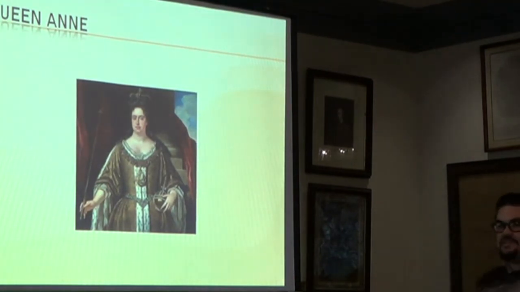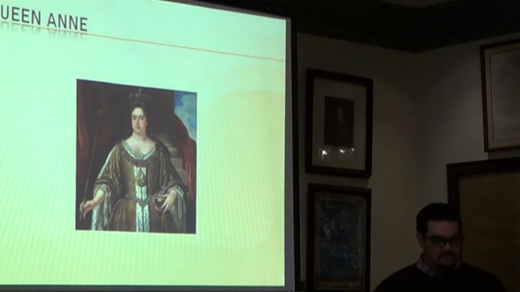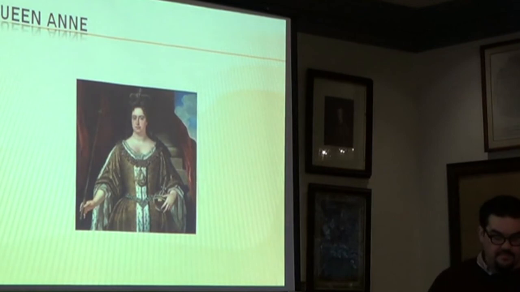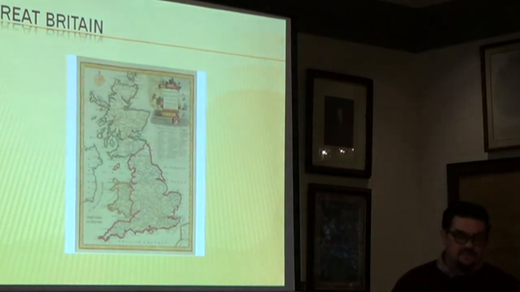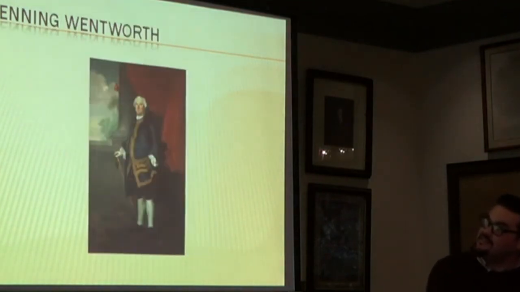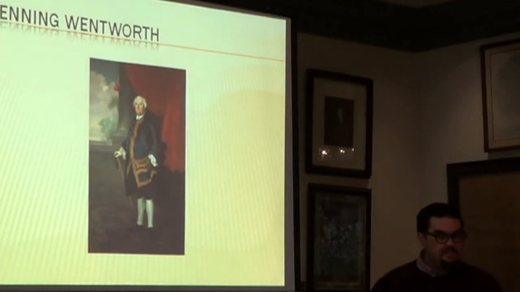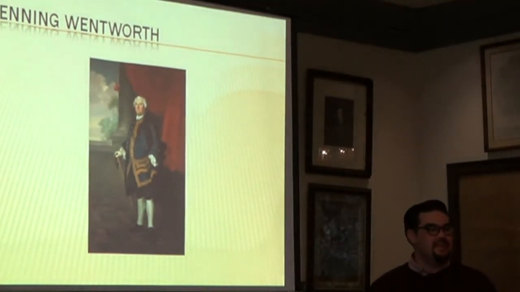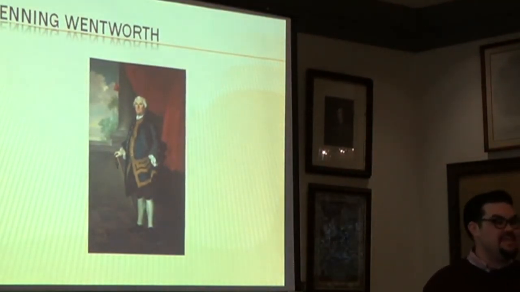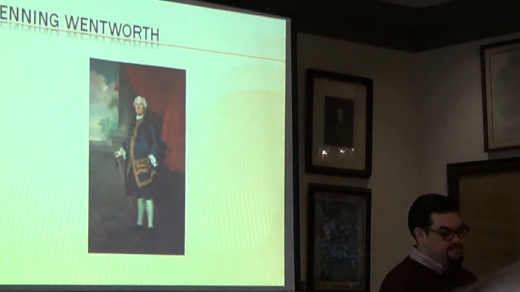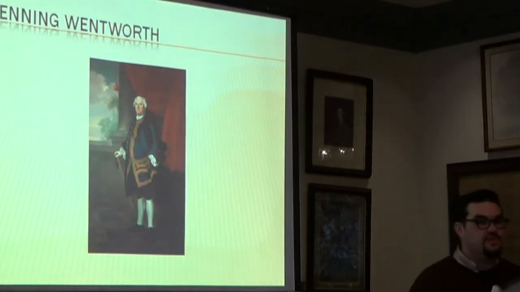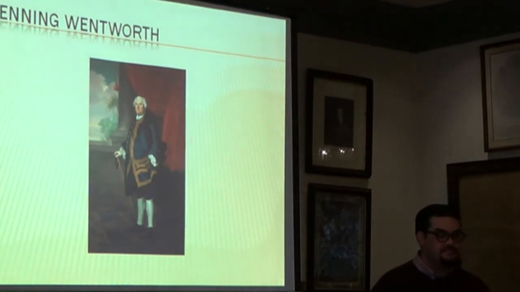So let's look at an example of this and see the results and how it reflects around the colonies. Now, in the 1740s and 50s, a man named Benning Wentworth, Benning, not Benny, it sounds like Benny, but it's Benning, was the royal governor of the colony of New Hampshire. As such, he was a full-on Briton. He was an empire man.